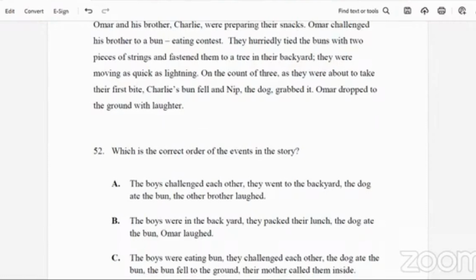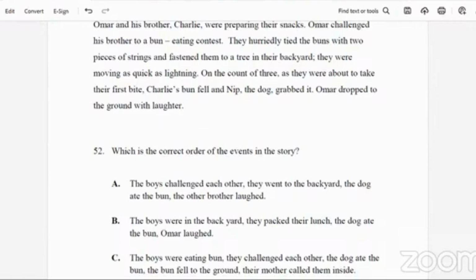All right, so based on what we read, the answer would be A. They challenged each other, then they went to the backyard. Then the dog ate the bun, and the other brother laughed. So it's not that they were in the backyard first. They went to the backyard after they had prepared their lunch. So that one was not in the correct order.